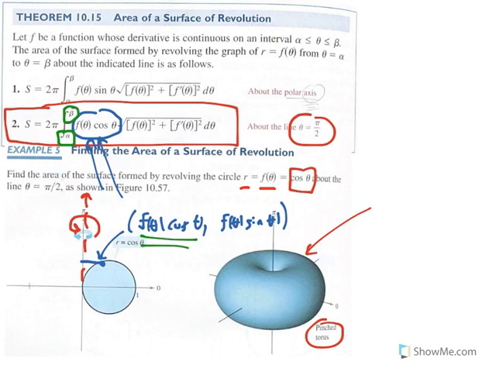So to determine that, you need to read the problem again. It says, find the area of the surface formed by revolving the circle given by this polar equation about the line theta equals pi over 2 as shown in the figure. So you need to figure out for what values of theta the entire circle will be traced out. If you start with theta equals 0, cosine of 0 is 1, so r will be equal to 1, and you get this point with polar coordinates r, theta, where r is 1 and theta is 0.